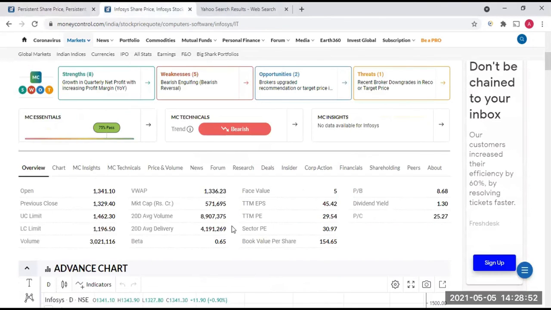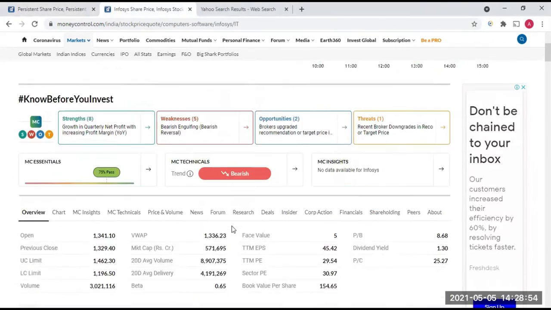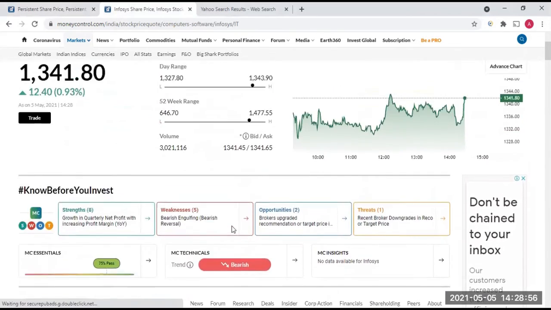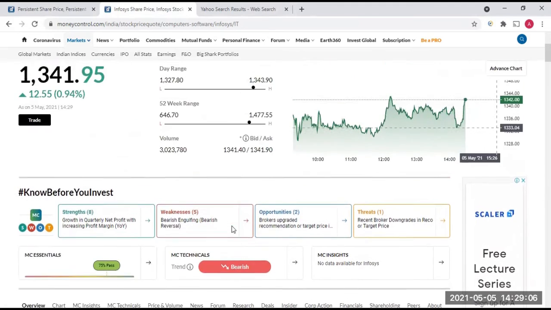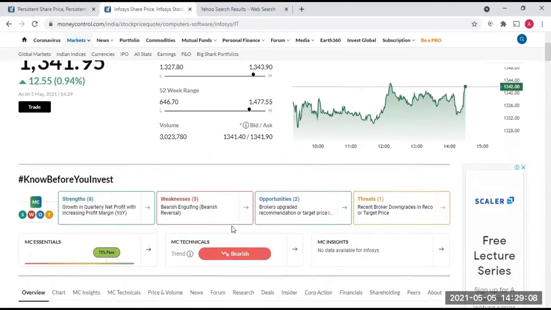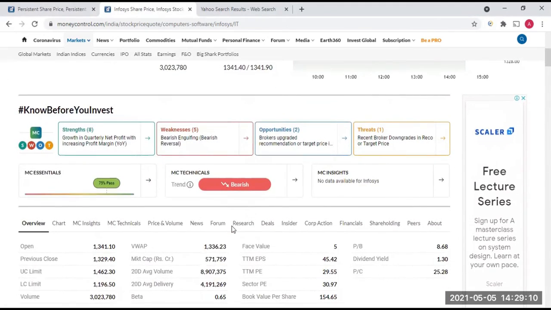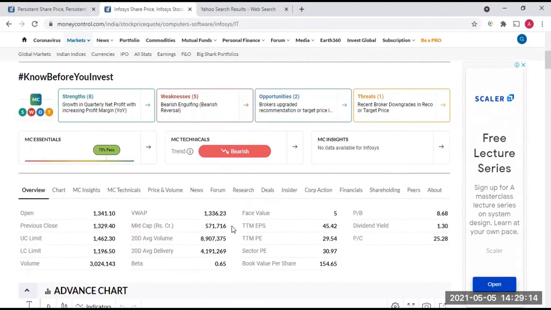Whereas I have also opened up Infosys right here, and this is one of the peers of Persistent Systems. You can see that the TTM PE of Infosys is a bit less than the sector PE, and in this case, the stock is undervalued. But this is only one of the ways of identifying if the stock is overvalued or undervalued.